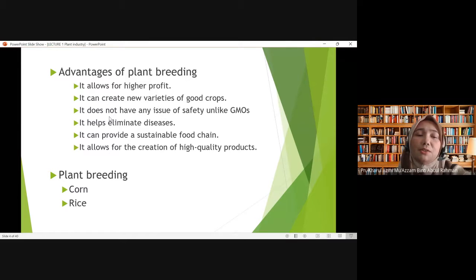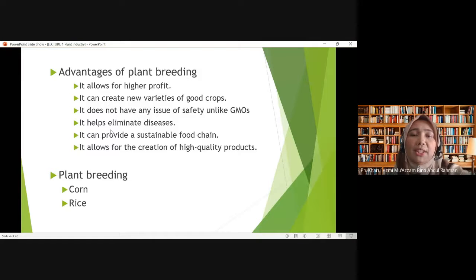Okay, now let's take a look at the advantages of plant breeding. Ada beberapa advantage I listed here. You can just take a look. It allows for higher profit ya, memberi keuntungan yang banyak kepada farmers, create new varieties of good crops, does not have any issues of safety unlike GMOs ya, genetically modified organisms. Ada beberapa isu yang masih lagi unsettled, still debatable. Tapi kalau yang ni okay, tak ada masalah, selamat.